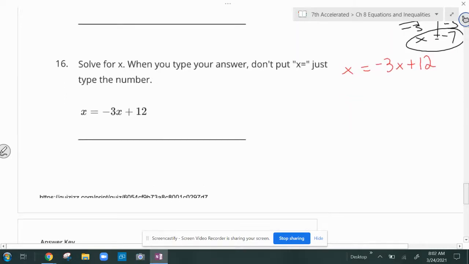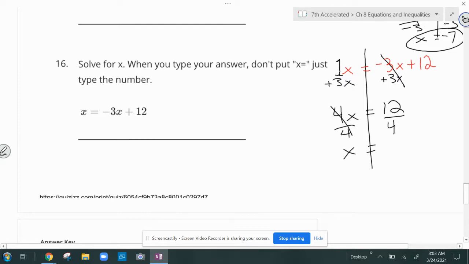And finally, we have variables on both sides. This one doesn't have a coefficient, so I use identity property and place a 1. Now I want to get one of these variable terms out of here, so I'm going to add 3x, add 3x. That cancels, I get 4x equals 12, divided by 4, divided by 4. X equals 3. There we have it.